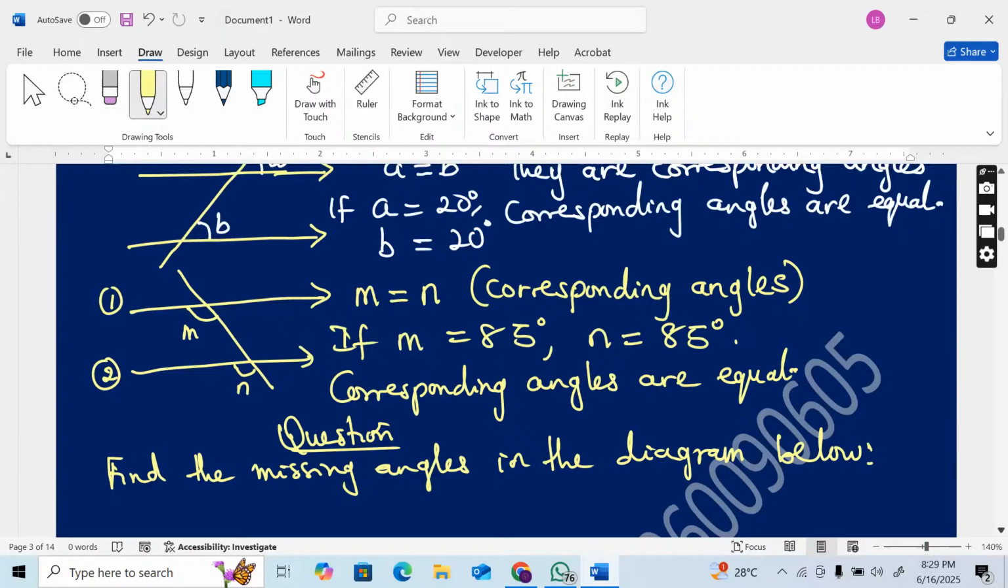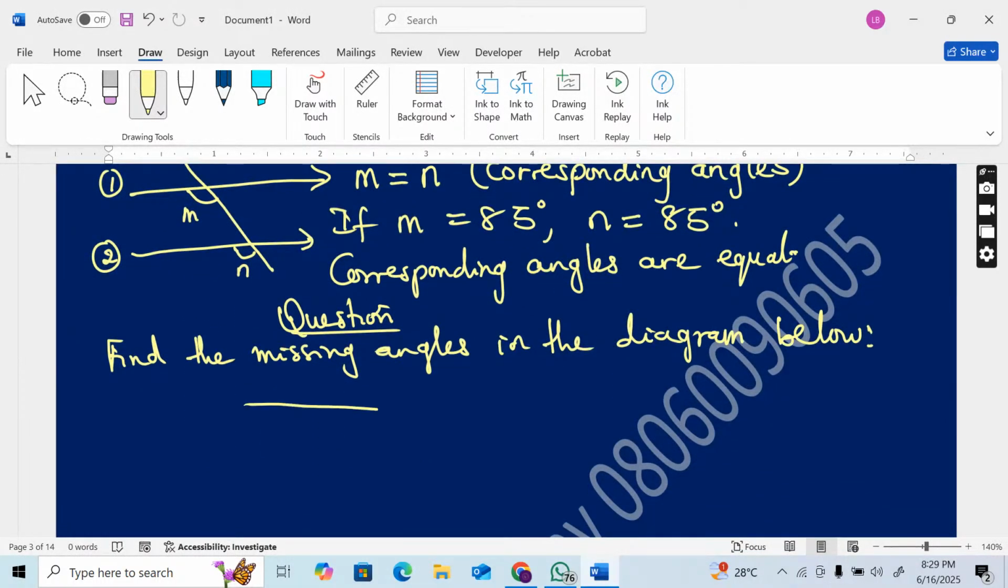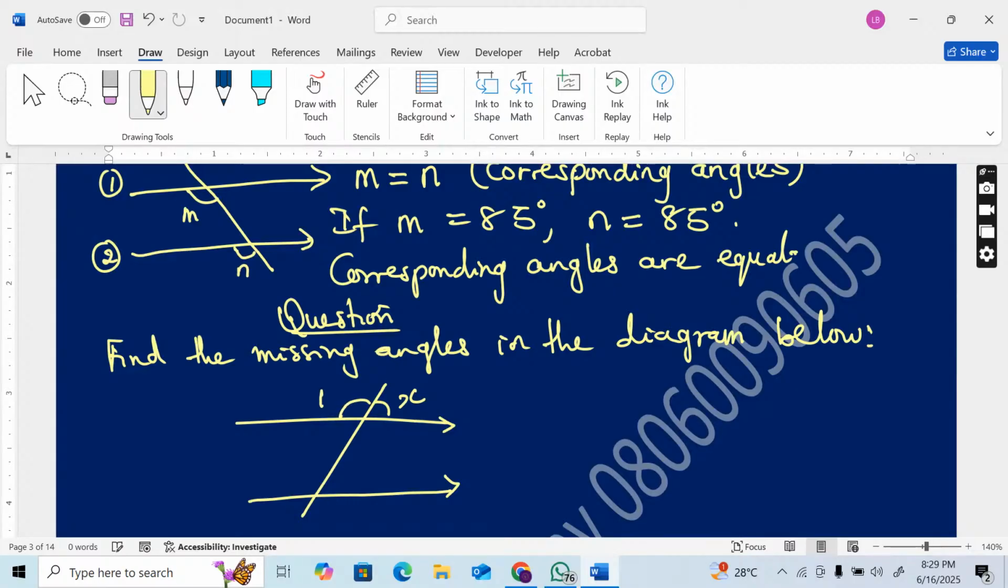All right, so I believe everybody is done writing what is on my screen. Now let us find the missing angles in the diagram below. This is the diagram. We have the first parallel line and the second parallel line with the arrows facing the same side. Now right here I have X, and on the left side I have 122 degrees. Then I have to find the value of X and the value of Y. I need to find angle X and angle Y.